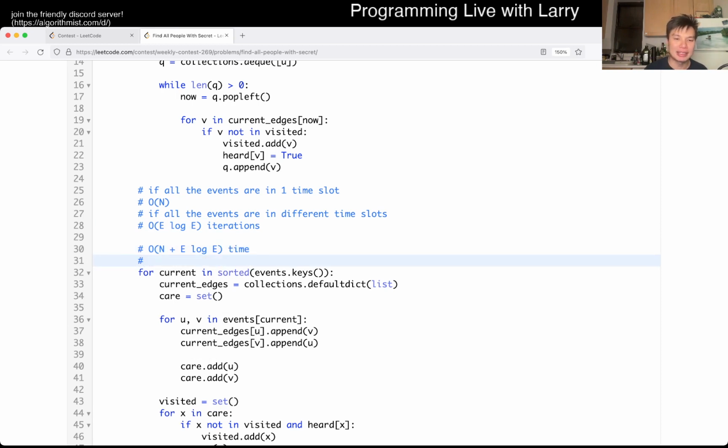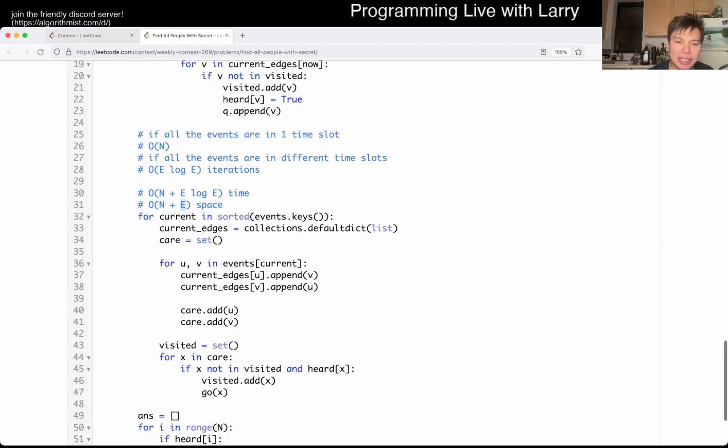And in terms of space, we have O of N plus Y space, because for every event we only put it in the current edge once, and also the queue and visited once for every event. Cool. That's all I have for this one. Let me know what you think.